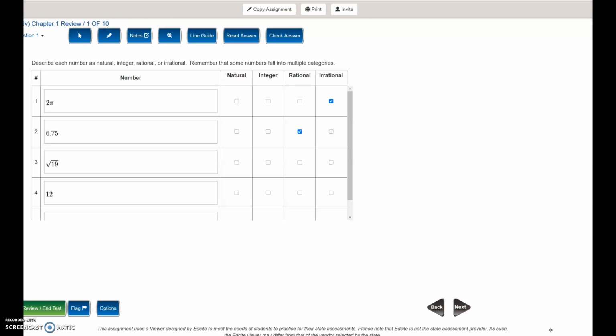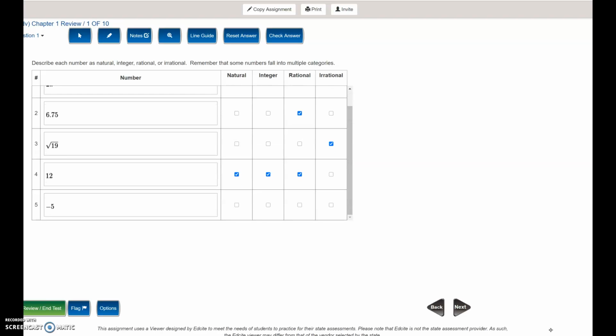Square root of 19 is irrational. 12. 12 is positive, and it's not a decimal. So it is natural and integer and rational. If you select the first column, it's going to be the first 3. If you select the second column, it's going to be the second and the third. If you select the third column, it's just the third. If you select irrational, it's just irrational.